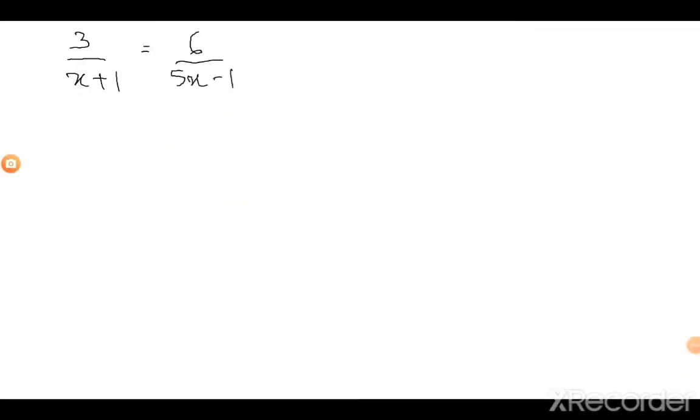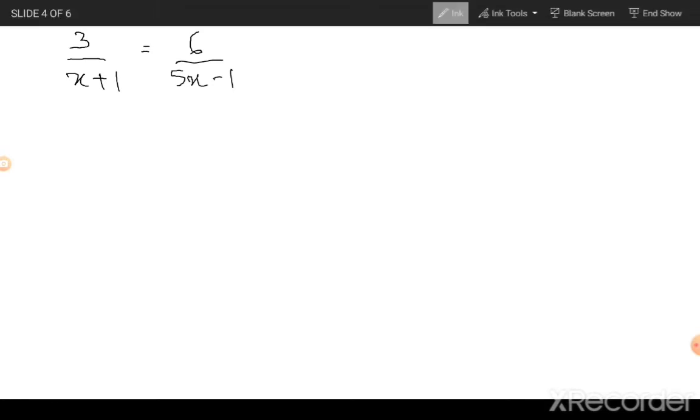Question is 3 divided by x plus 1 is equal to 6 by 5x minus 1. Now we can try and solve this using cross multiplication. What do I mean by cross multiplication? As you can see, the term 5x minus 1 is in the denominator, or is being divided on the right hand side. If I take it to the left hand side, it becomes a multiplication.